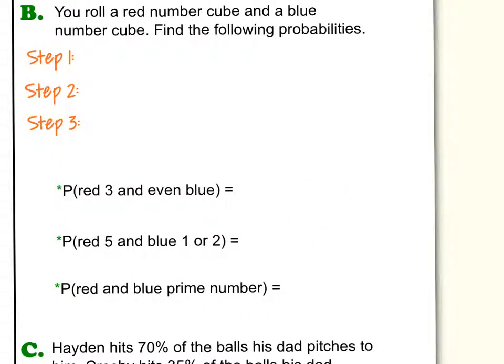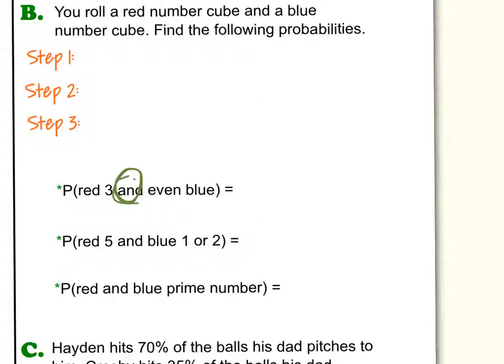Alright, here we go. Now we have a new problem. We have a red number cube and a blue number cube. Find the probability of the red being a 3 and, right, keyword here, and, versus the other ones were OR. OR means we're going to add the possibilities. Now when we have and, we have to think independent or dependent events, but it's going to be multiplication.